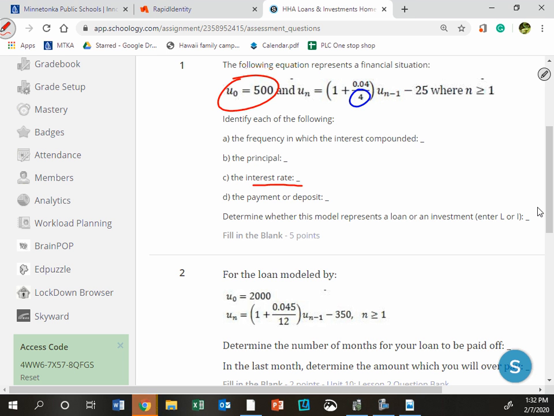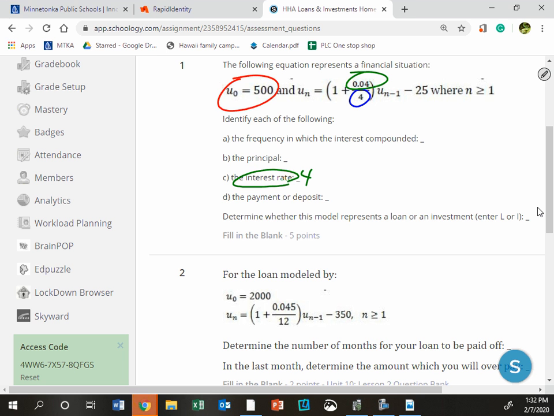Next one, the interest rate. I'll do this in a different color. We'll get a color theme going here. The interest rate is right there. But you can't say 0.04. What do you say? 4. Nope, just a 4 is fine. You can write a percent, but you don't have to.